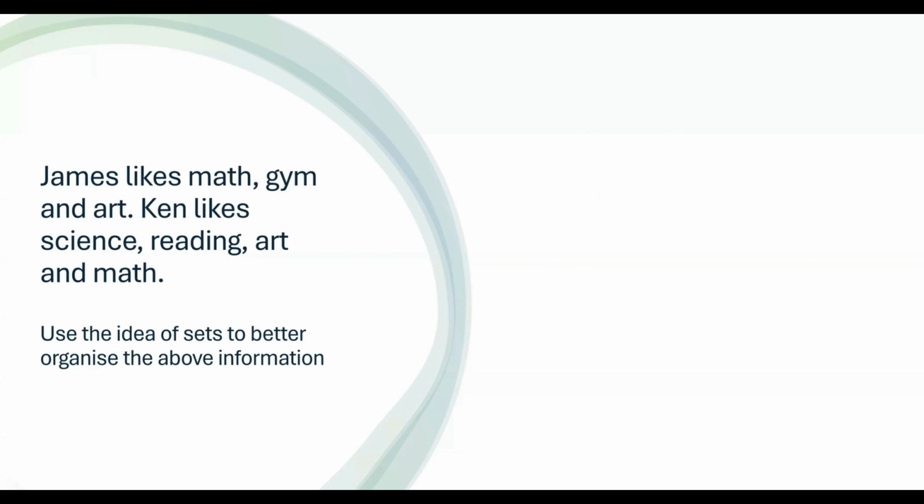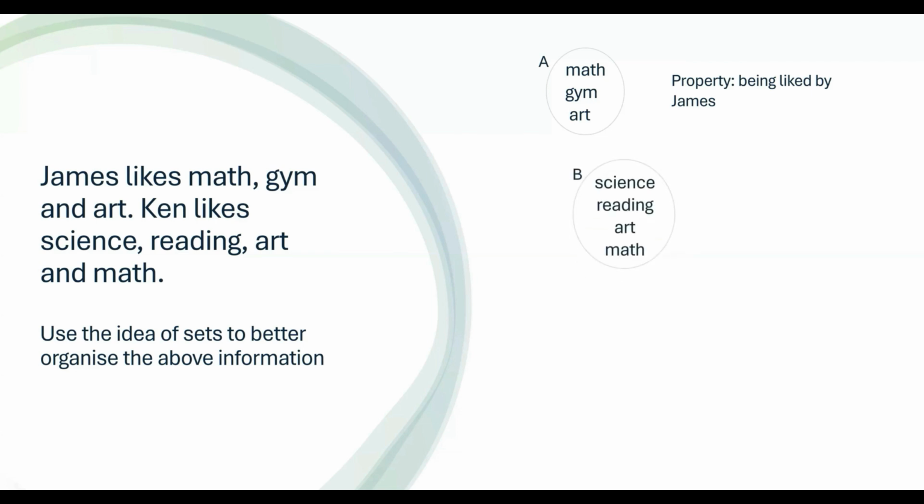Now, we'll use the idea of set to organize the information. First we have a set and we call it set A. That's for James: math, gym, and art. And the property for the organization is being liked by James. We'll do a similar thing for Ken. So we have set B, and we put science, reading, art, and math in it. And the property is being liked by Ken.